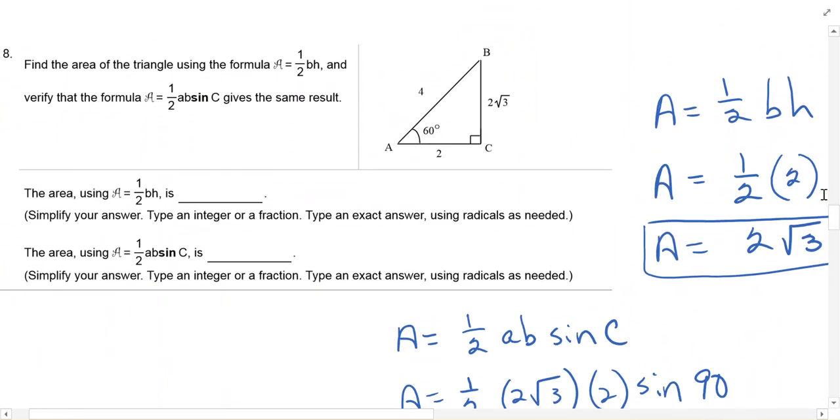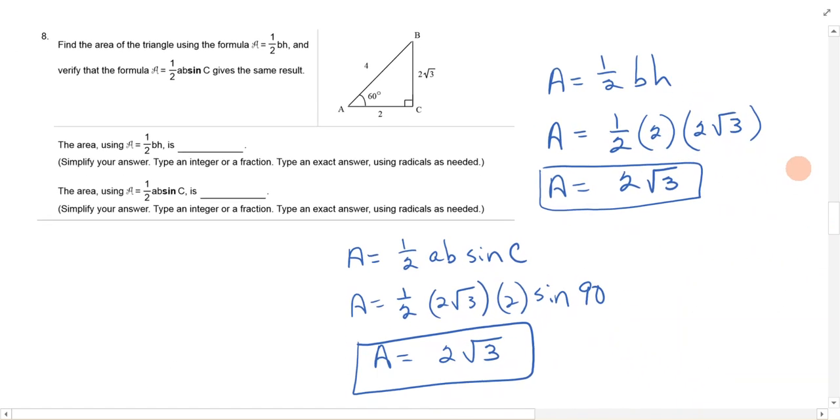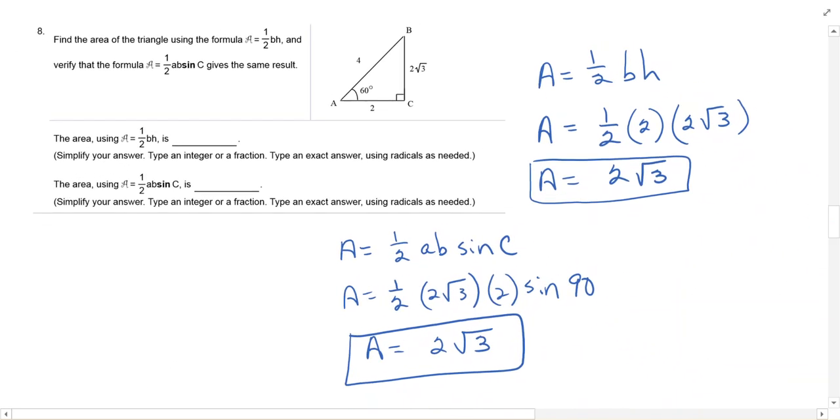Now this one's a little bit different. It wants us to find the area of this triangle using 2 different methods. One is the formula that you're used to hearing.